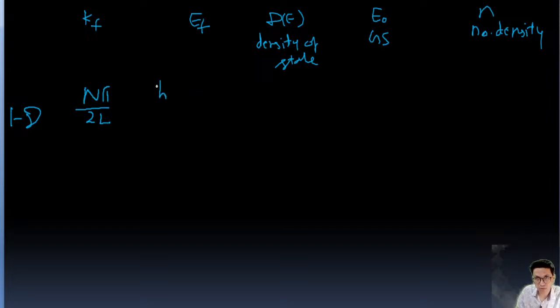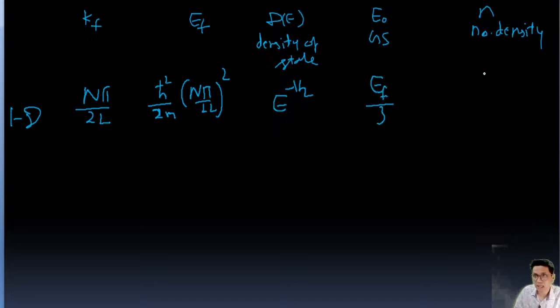And the energy value is going to be ħ² upon 2m times (nπ/L) whole squared. Density of state is going to be proportional to E to the power minus half. I'll tell you the trick, then you can easily understand. And the ground state value is EF by 3, and the number density is n upon L, right?